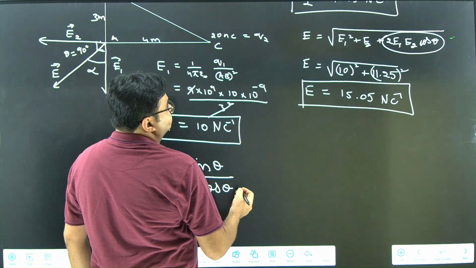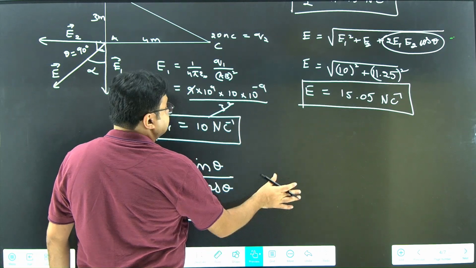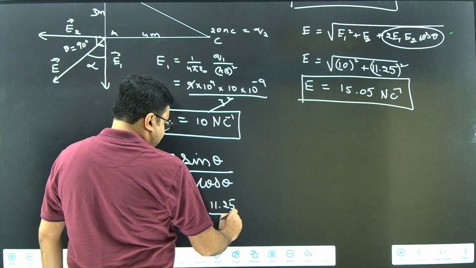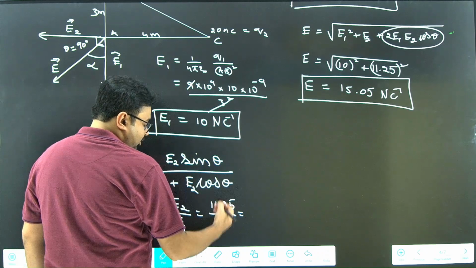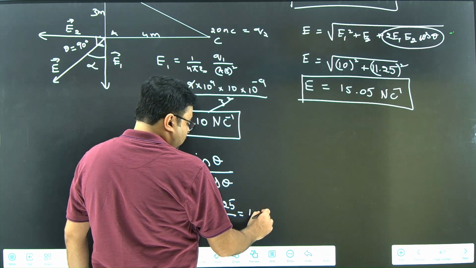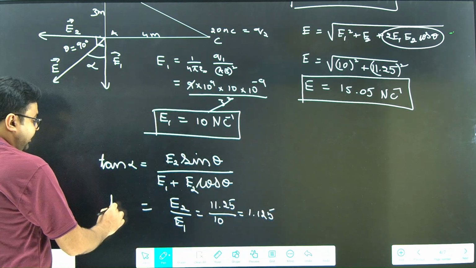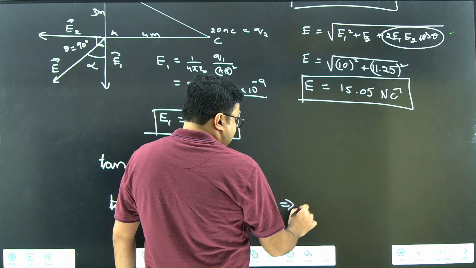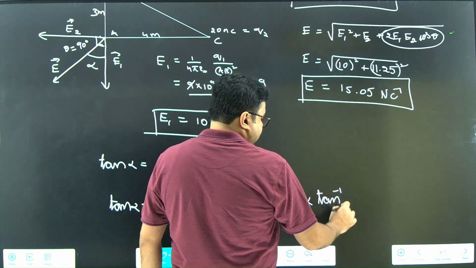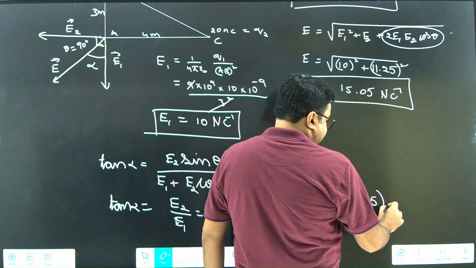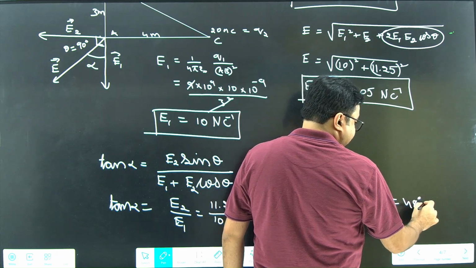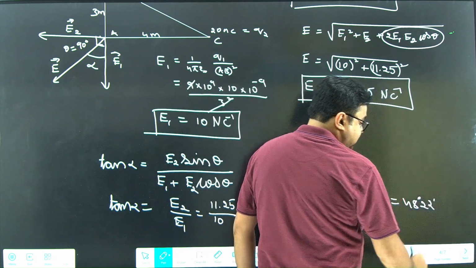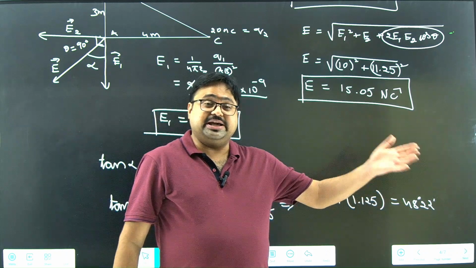E2 is 11.25 and E1 is 10. The answer you get is 1.125. That's the answer for tan alpha. If you want to know what alpha is, alpha would be tan inverse of 1.125, and that turns out to be 48 degrees 22 minutes, right? 48 degrees 22 minutes. The angle is the same as in the previous case.